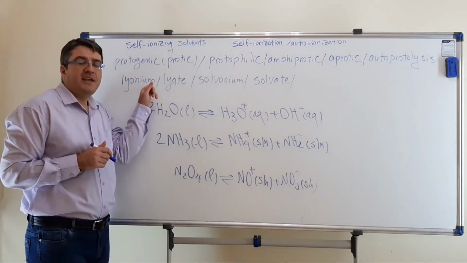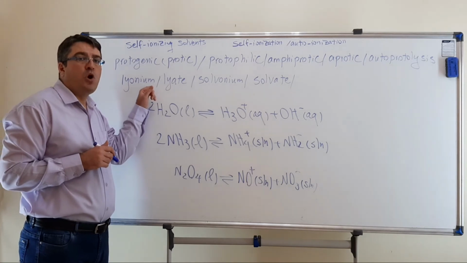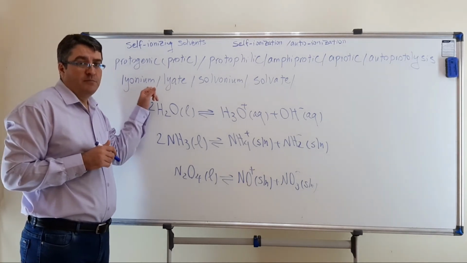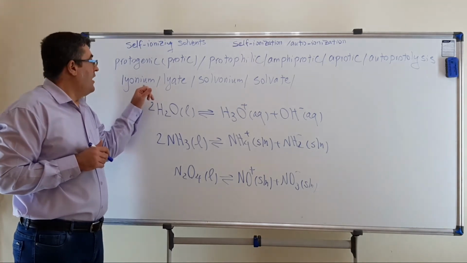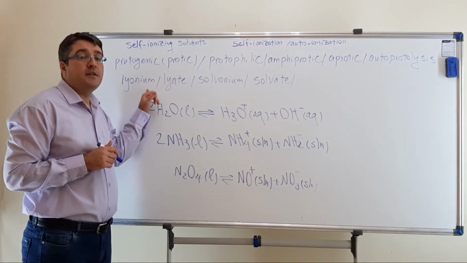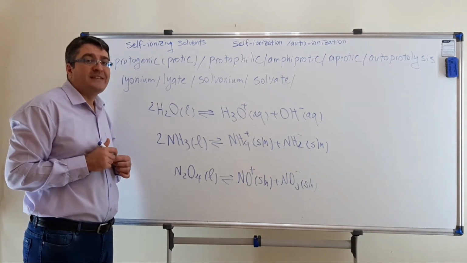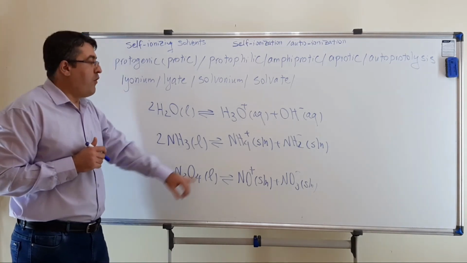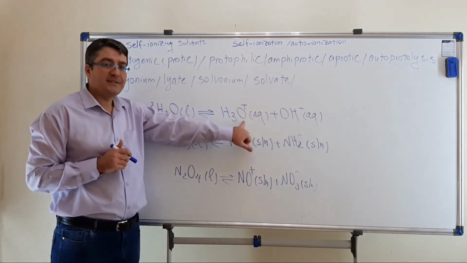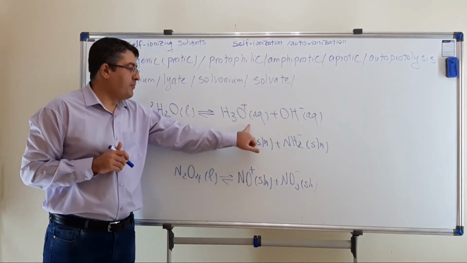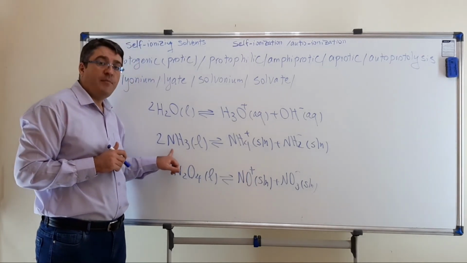Lyonium is the cation produced by protonation or hydrogenation of a solvent molecule. Lyonium is the cation produced by adding an H plus to a solvent molecule. For example, H3O plus is the lyonium of water. NH4 plus is the lyonium of ammonia.